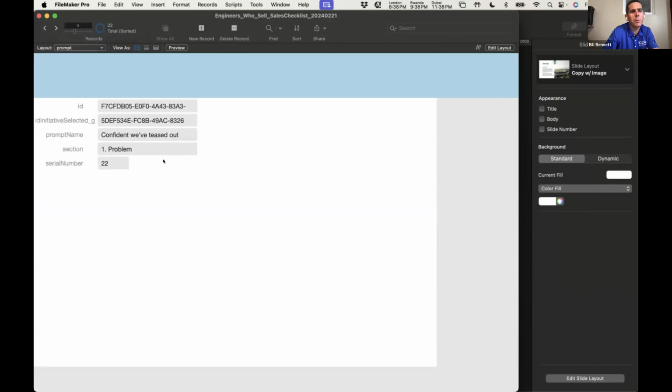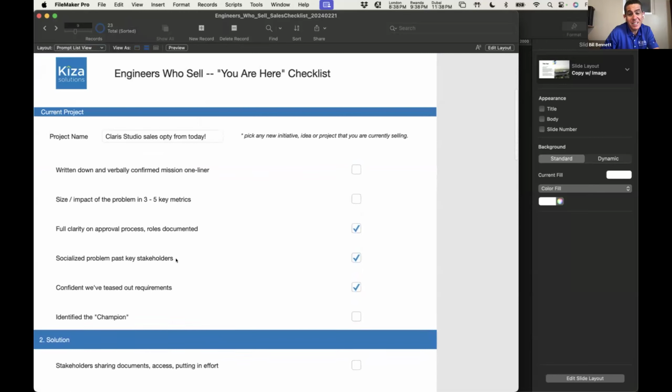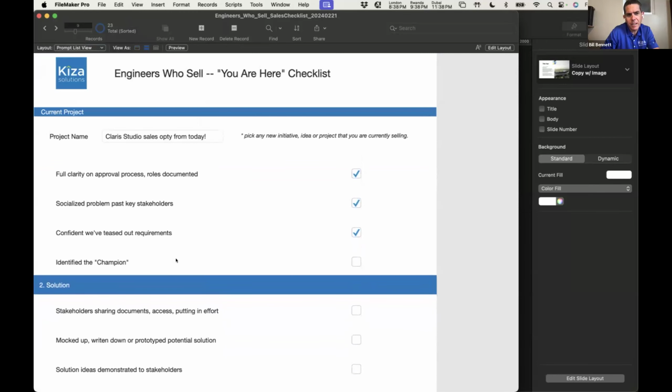So we have a prompt. I wonder what section this goes in, right? But it's like, we've identified the champion. Maybe that's just a part of this. Oh, it's sorted, so therefore that went to the top. But yes, have we identified the champion? Maybe that takes a little while to tease out. Okay, we know who the stakeholders are. We're getting introduced to the people who have the right authority, but who's going to really champion this and move it forward? Love that.